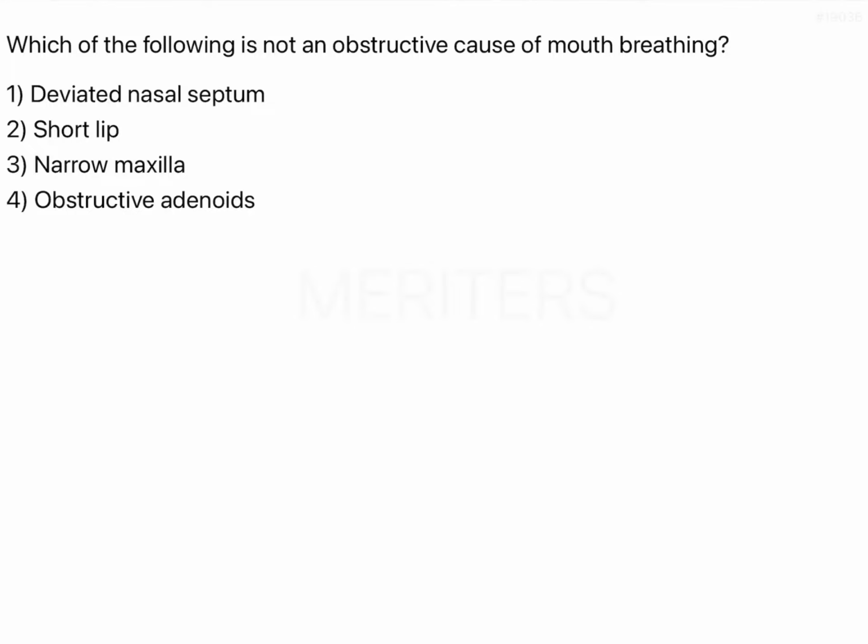Which of the following is not an obstructive cause of mouth breathing? Now, mouth breathing as a habit usually develops whenever there is an increase in either resistance or some sort of an obstruction to the air that is passing through the nasal passages.